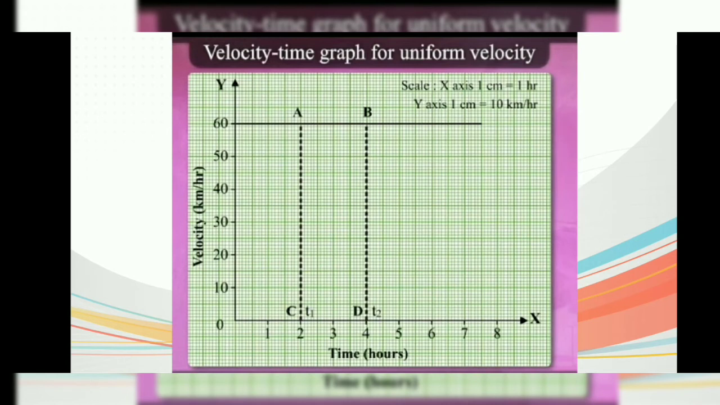With the help of the graph, how will you determine the distance covered by the train between 2 hours and 4 hours? Is there a relation between the distance covered by the train between 2 and 4 hours and the area of a particular quadrangle in the graph? What is the acceleration of the train? We need to calculate it using the formula for acceleration, that is change in velocity upon time, using the initial velocity and final velocity. Okay children?